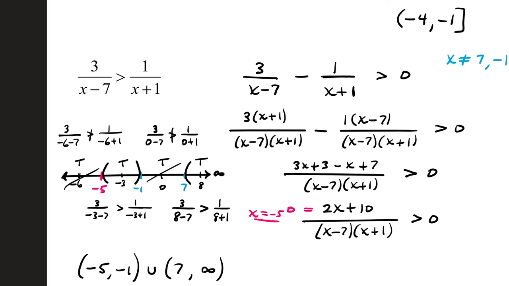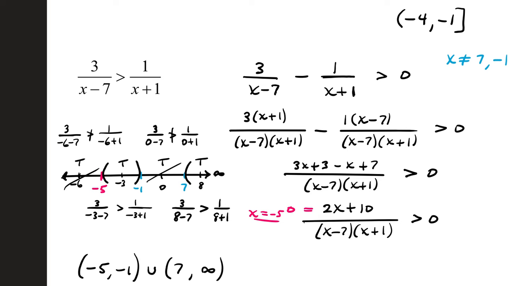And then now, 3x plus 3 minus x plus 7. Combining like terms, that's 2x plus 10. And then since we forced a common denominator of x minus 7 times x plus 1, we will have a reduced fraction of 2x plus 10 over (x minus 7) times (x plus 1). We're going to find out where that's greater than 0. Our numerator is 0 when x equals negative 5.